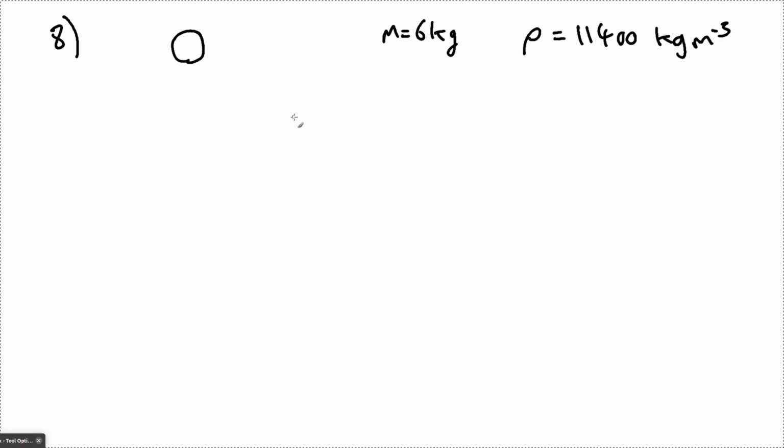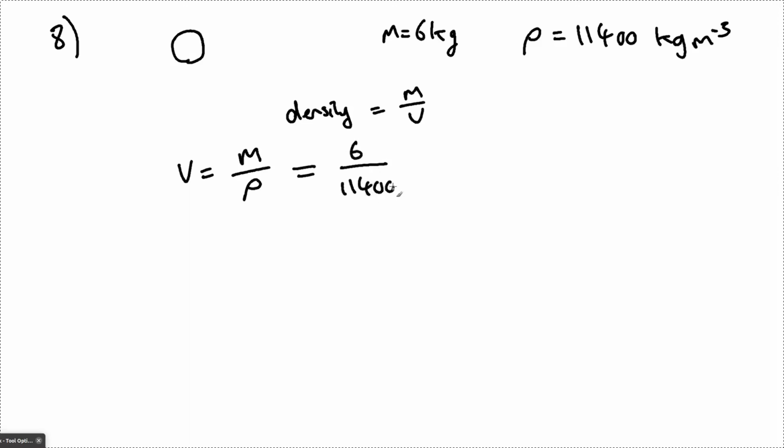Well, what we know is that density is mass over volume. So we can get the volume of the sphere by doing its mass divided by its density, just by rearranging the density formula. We know the mass, we know the density. And so if we work that out, we can get a value for the volume in meters cubed, and it's 5.26 times 10 to the minus 4 meters cubed.